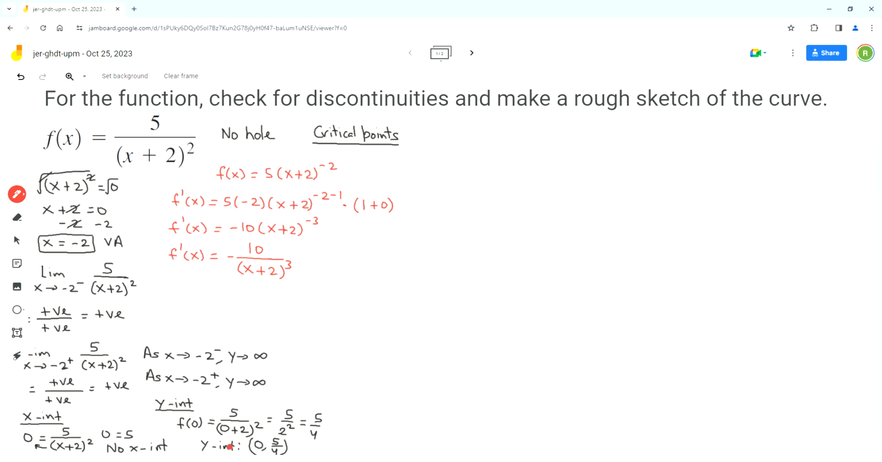Now we can set the derivative equal to 0 and solve for x. So we get 0 = -10 over (x + 2)^3. Now we cross multiply the denominator. So 0 times (x + 2)^3 will just be 0. So we get 0 = -10. That means there are no critical points for f'(x) = 0.